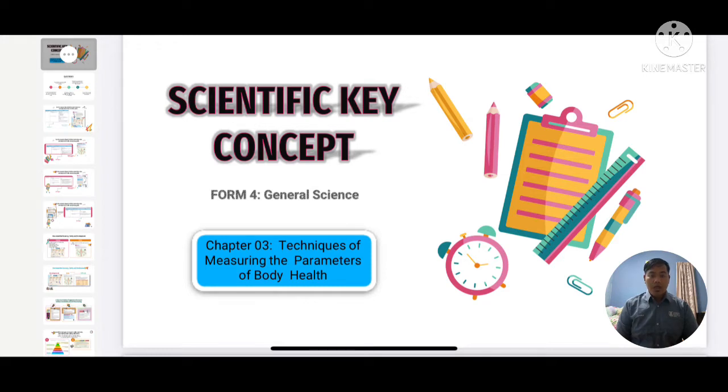Today, I would like to tell you about scientific key concept. For this point, I have chosen a topic from the textbook Science Form 4 in secondary school. The chapter that I refer to is Chapter 3, which is Technique of Measuring the Parameters of Body Health.